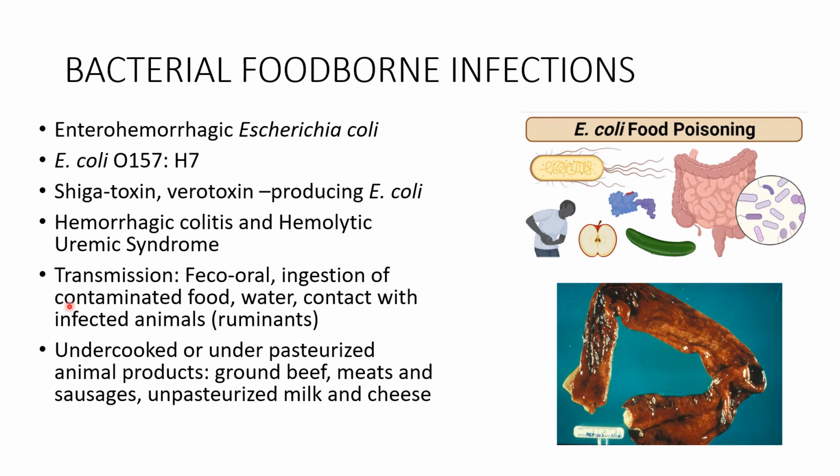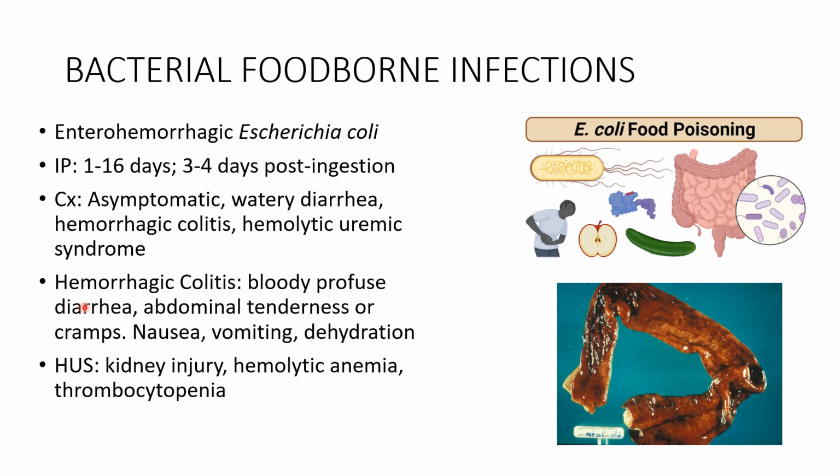So transmission is of course fecal-oral, because it is due to ingestion of contaminated food, water, or contact with infected animals. So undercooked or unpasteurized animal products such as your ground beef are often implicated, meat and sausages, and unpasteurized milk and cheeses. So usually it is your ruminant that is implicated as the reservoir. Primarily beef, actually. Cattle are implicated as the reservoir of enterohemorrhagic E. coli.